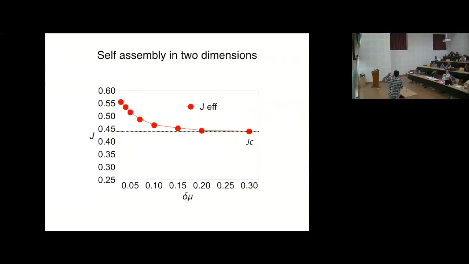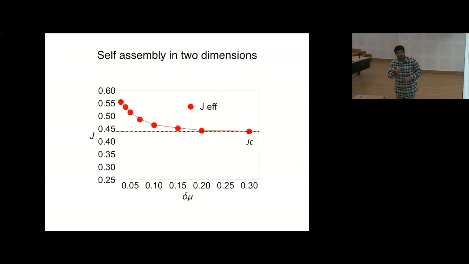So it's a game similar to what we did before. I want to come up with a J effective, and I estimate what this J effective is as a function of delta mu from simulations, the simulations that I showed you before, and you get a response that looks like this. It looks a lot like the response in the one-dimensional case. You start off at a value close to what you set, and as you tune delta mu higher and higher, you reach this line, and this line is basically the critical point, the orthogonal critical point for the 2D Ising model. Okay.